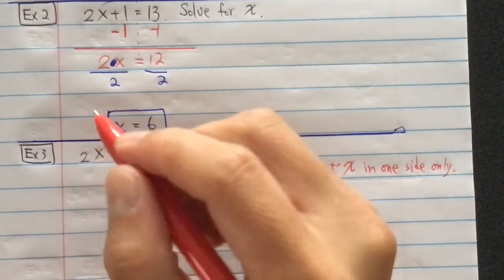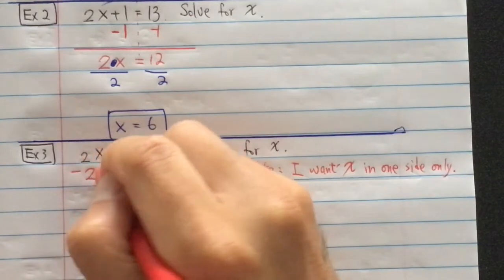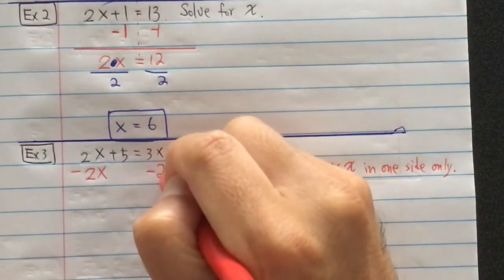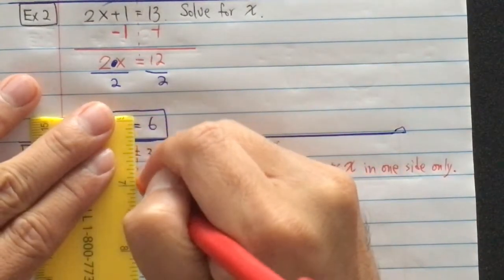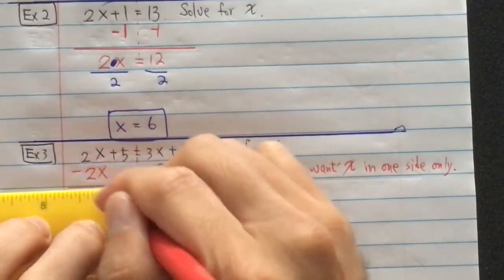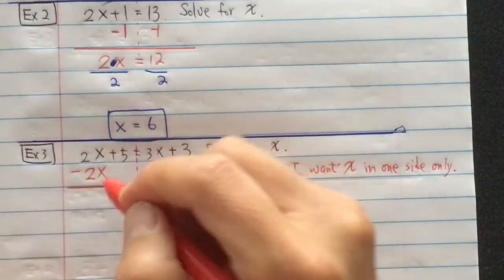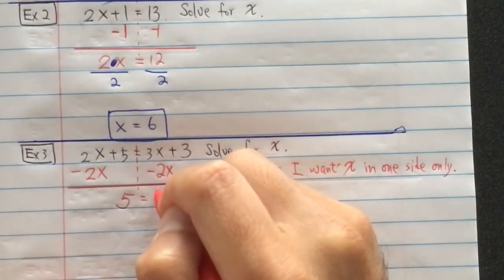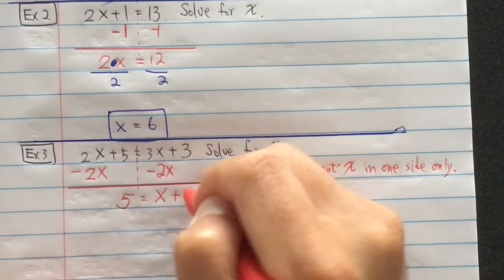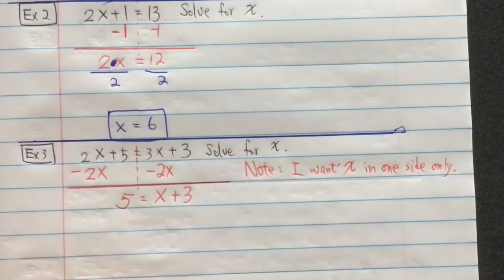So what can we do? Minus 2x on both sides. And ladies and gentlemen, please still do a river. So now the left side, no more x, only 5 left. And the right side becomes x plus 3. Right? So far so good?